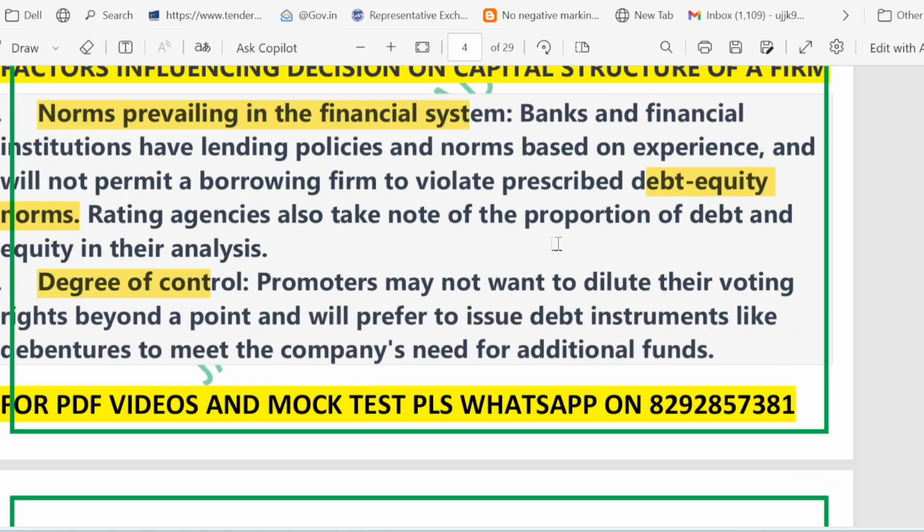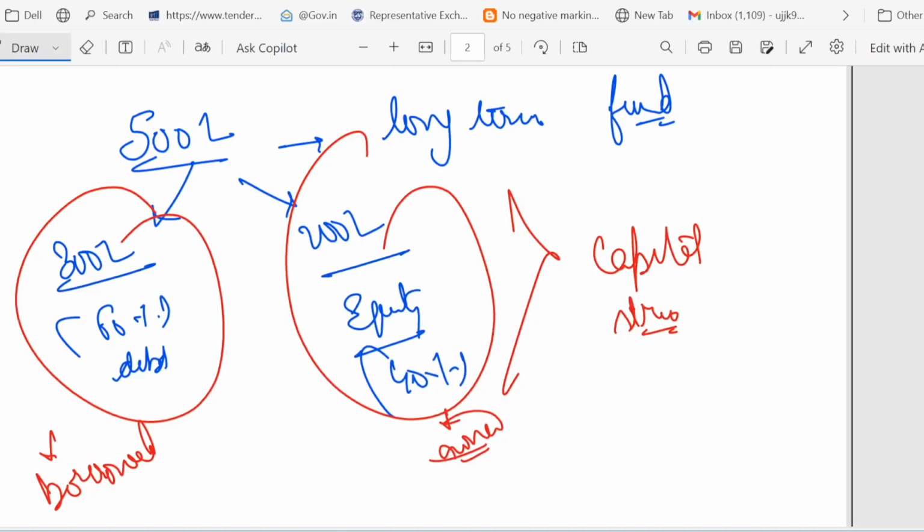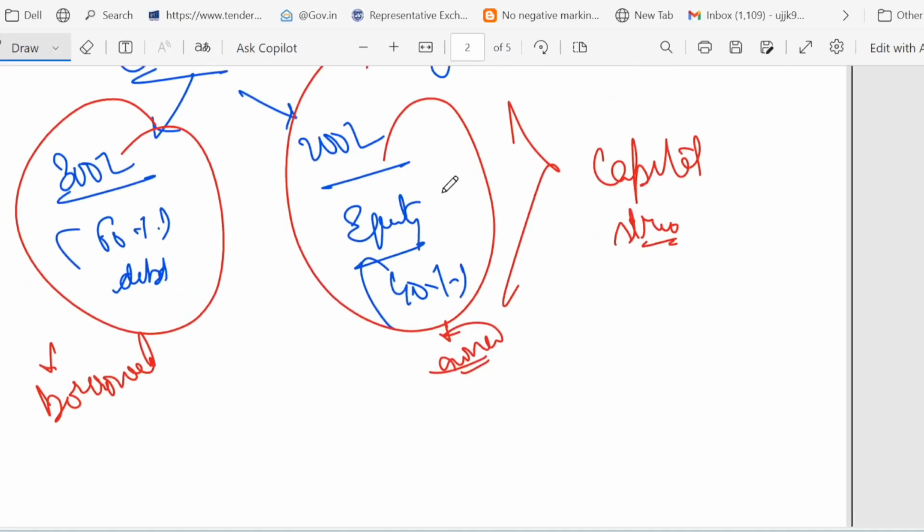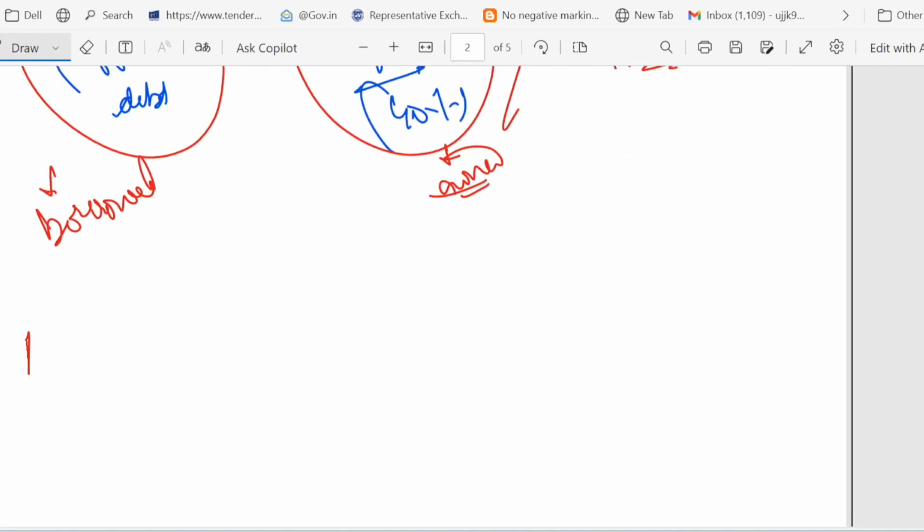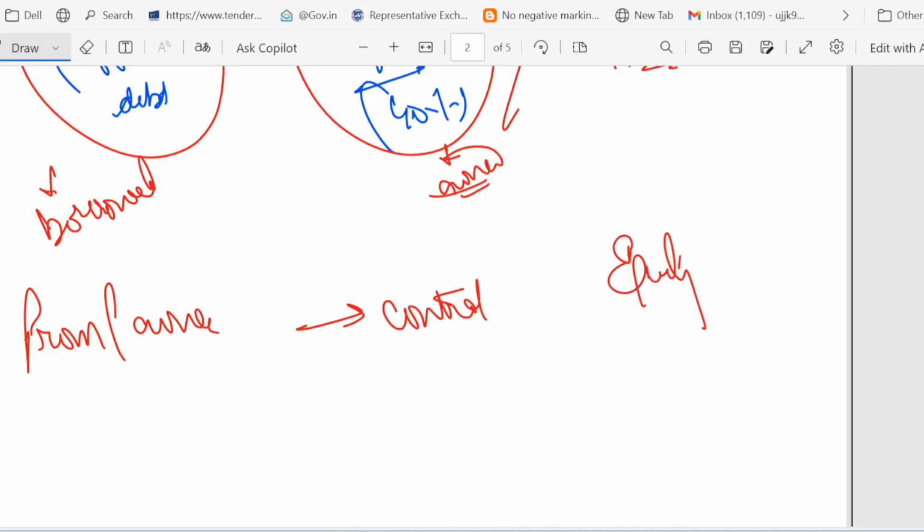Then we will dilute. To avoid this, many promoters prefer debt instruments. So let me explain what I'm talking about. Degree of control means what? Promoters, or we call them owners, are there. What they want? They want to keep control of the company. So suppose if they issue more and more equity shares, what will happen?